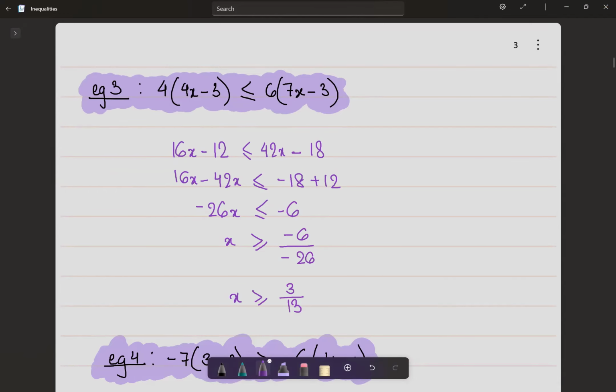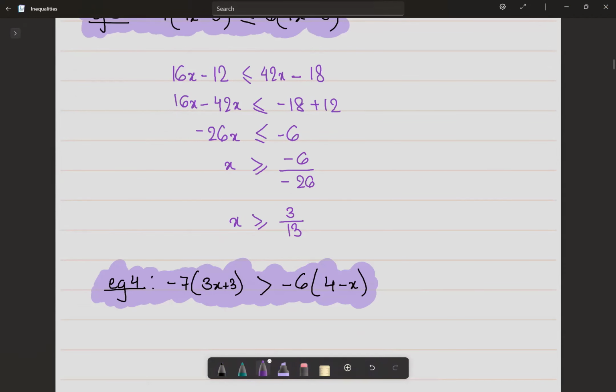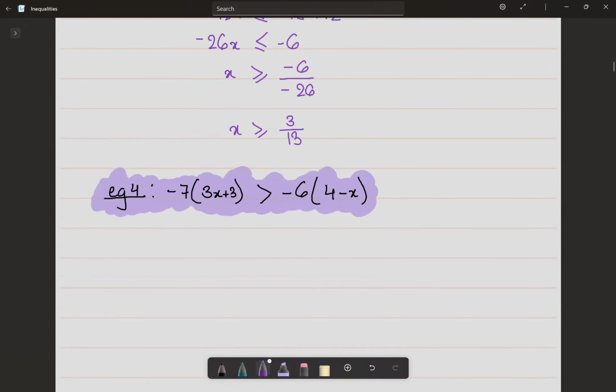Now comes the last one, where we have to multiply minus 7 with this bracket and minus 6 with this second bracket. But the question is, will the sign change? The answer to this question is no, the sign will not change. The reason for this is, when we are multiplying by minus 7, we are not changing the side. So because the side is not changing, the sign will also not change.